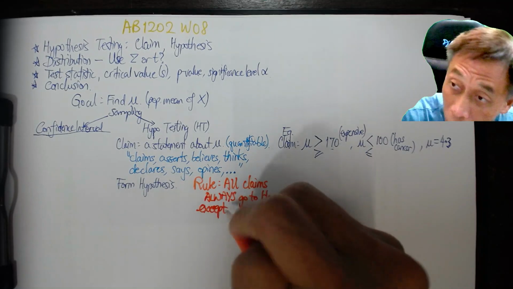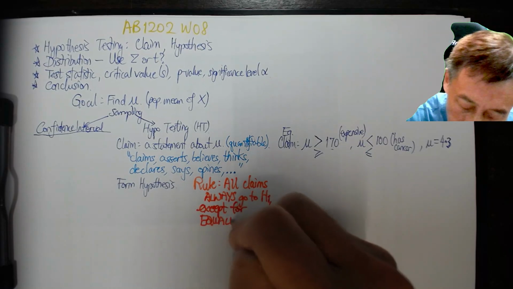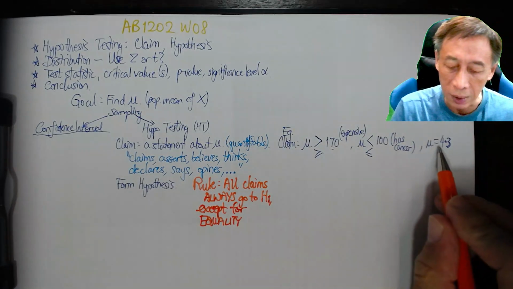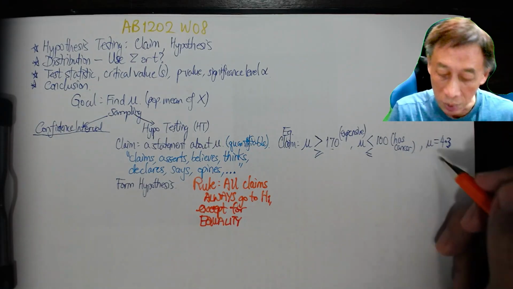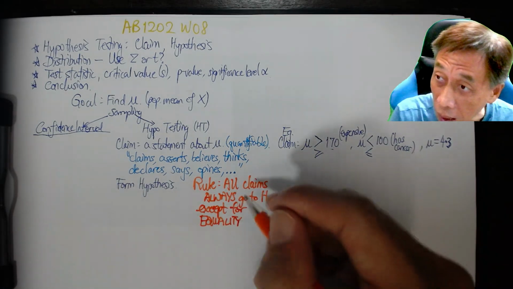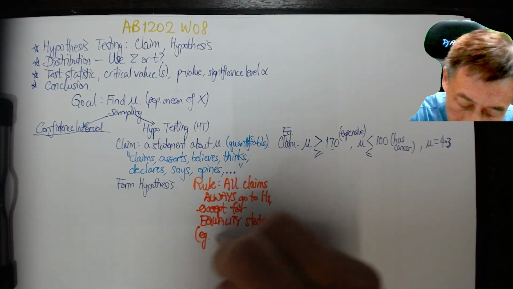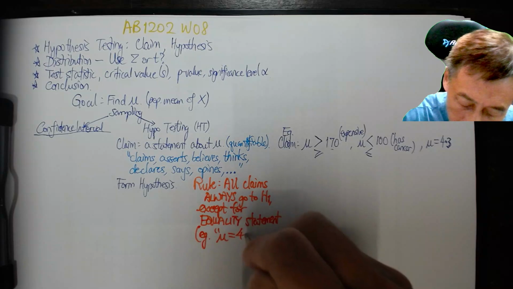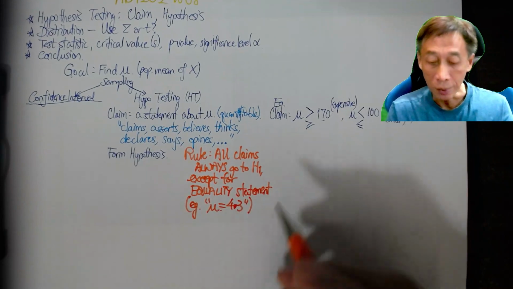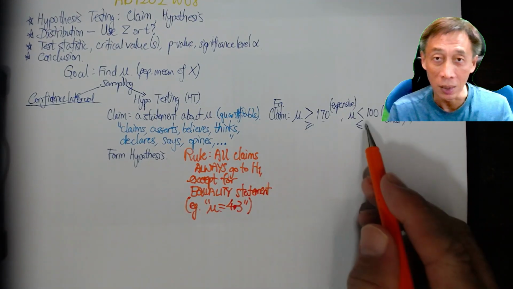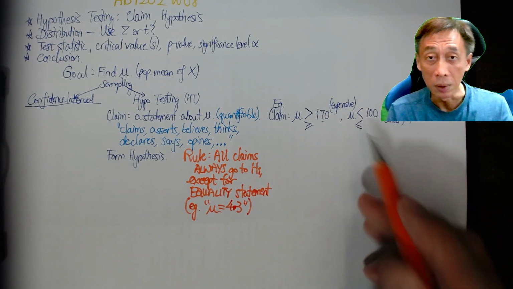So except for the equality test. Equality test is when the statement involves the equal sign, solely the equal sign. So less than or equal doesn't count as equality. So this is the equality statement, right? Let me just quickly quote an example here. Mu equals 4.3. So only this case counts as an equality statement, the pure equal sign. Okay, so having an equal sign in the greater than or less than, they don't count. They are not equality statements. They are like inequality statements.